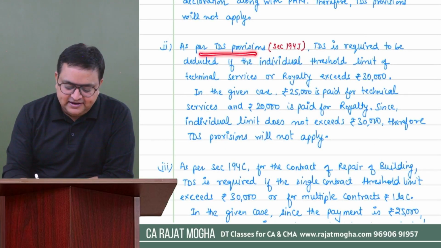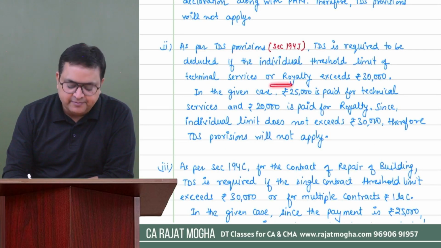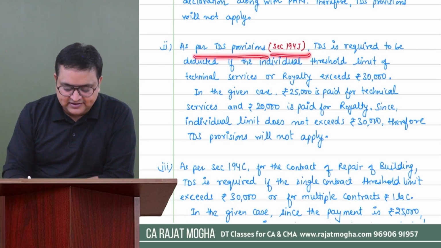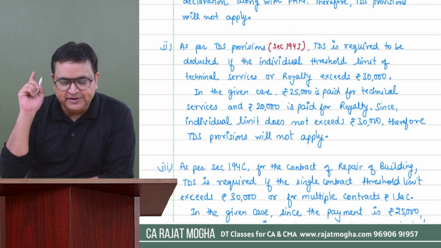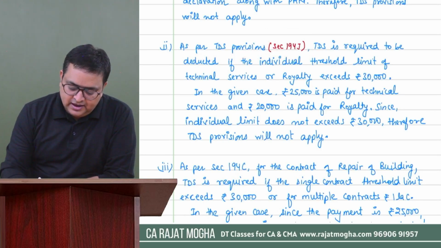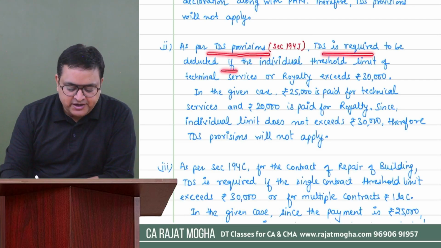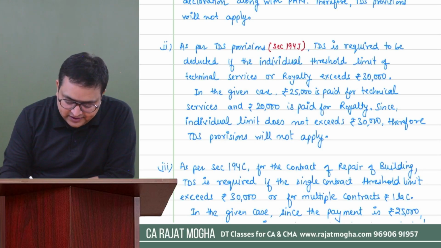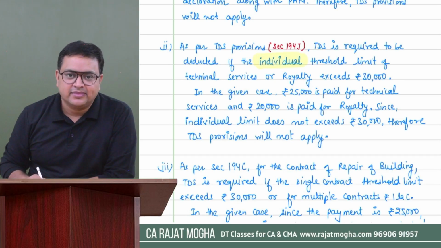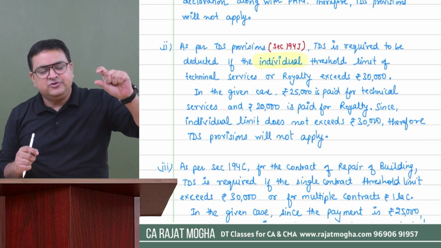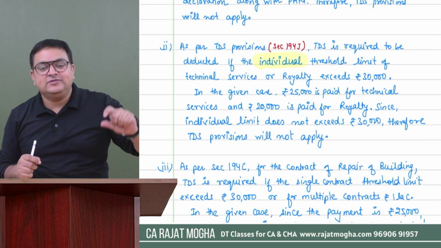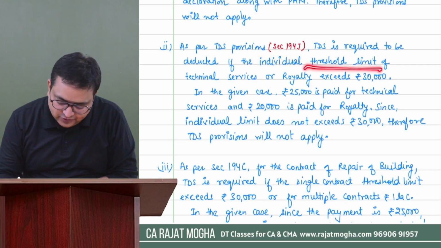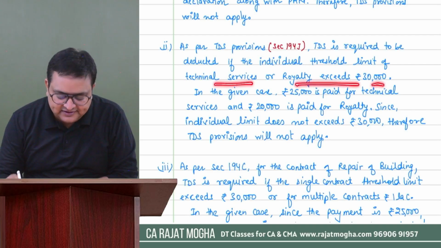Second, when we were making a payment for technical services and for royalty, the section is 194J. If you remember it in the examination, please quote it. As per the TDS provision, TDS is required to be deducted if the individual threshold limit is exceeded. See, this is important: for technical services, royalty and professional services, we have to see individually. If the individual threshold limit exceeds 30,000 rupees.